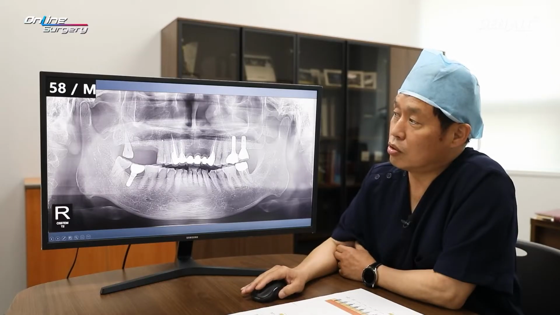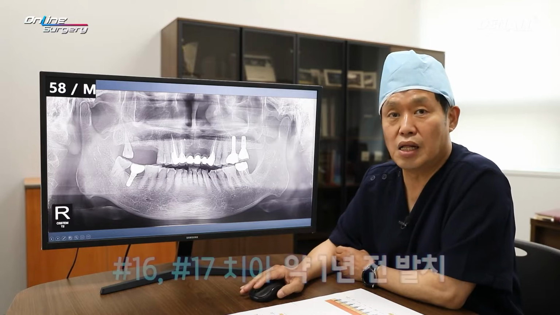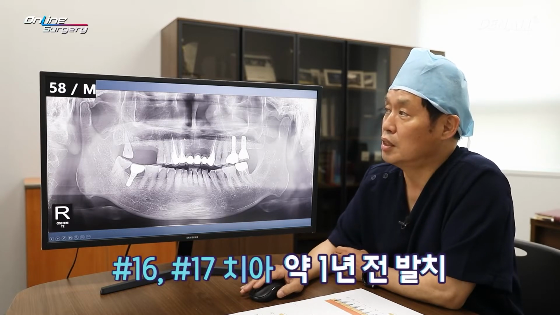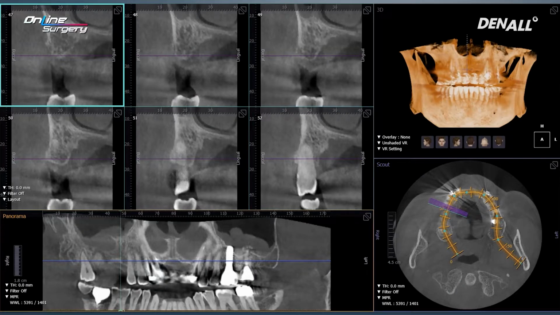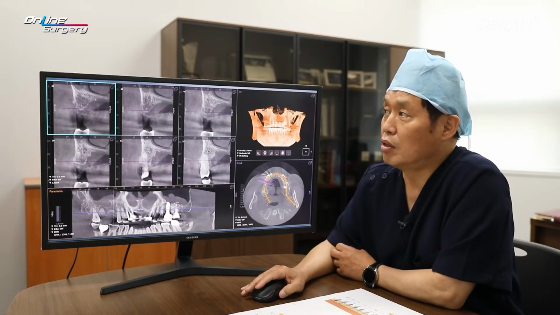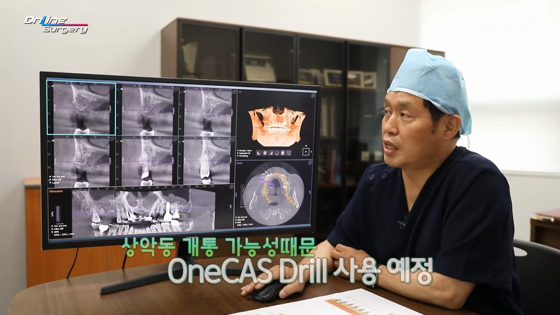It has been approximately 1 year since the teeth were extracted. The patient came in for implant treatment. If you look at the CT in number 16, there's a sufficient amount of residual alveolar bone, approximately 10 millimeters. As I designed the OneGuide, I noticed that there was a possibility of sinus penetration.